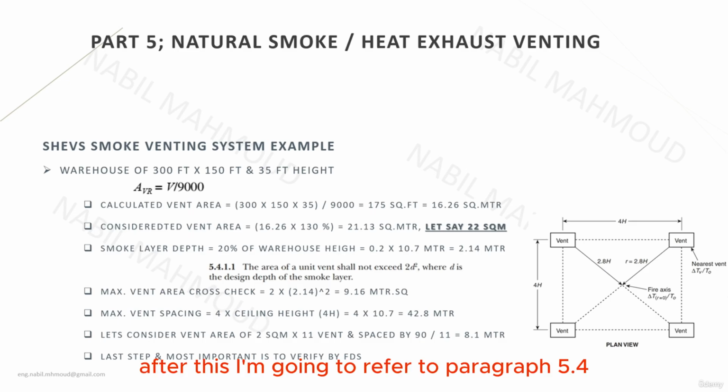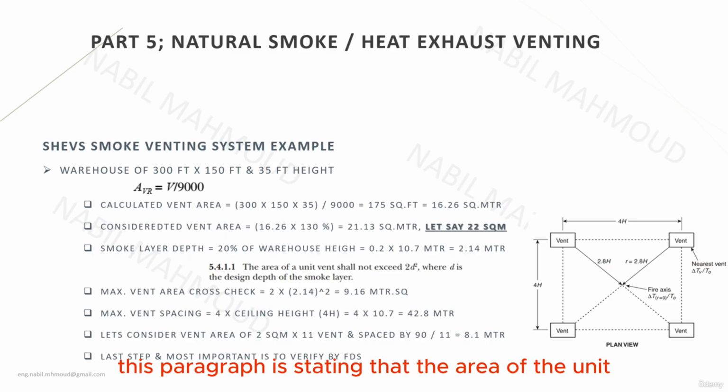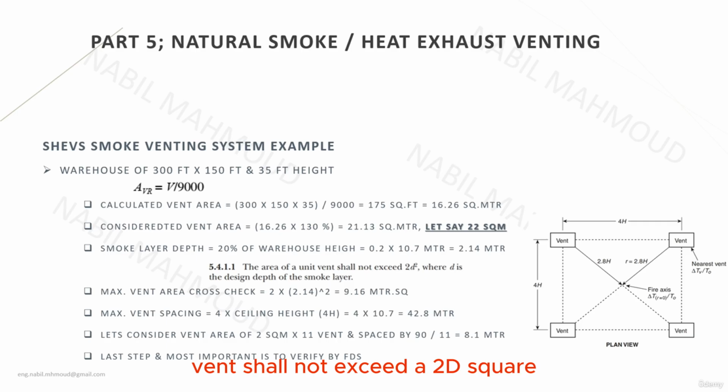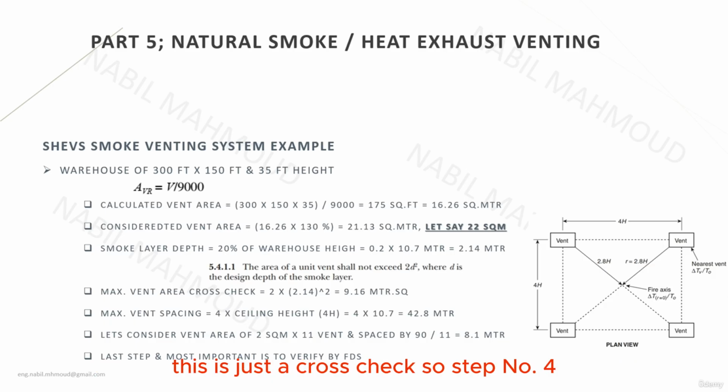After this, I'm going to refer to paragraph 5.4.1.1 from NFPA 204, and this paragraph is stating that the area of the unit vent shall not exceed 2d squared, where d is the design depth of the smoke layer. So I'm going to cross-check the maximum allowable vent area to make sure that I'm not exceeding 2d squared, where d is the depth of the smoke layer. This is just a cross check.